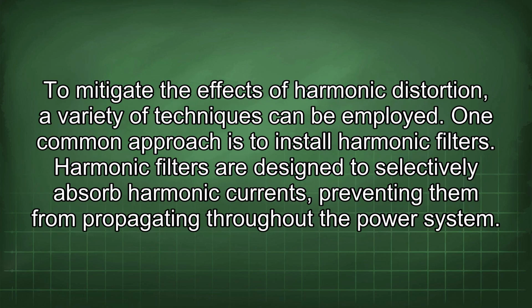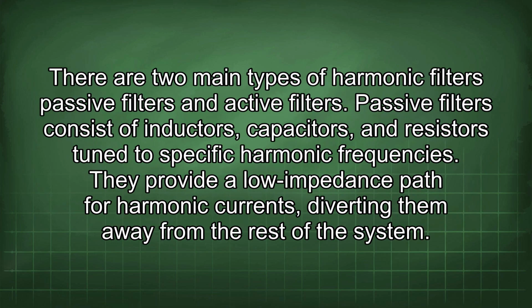To mitigate the effects of harmonic distortion, a variety of techniques can be employed. One common approach is to install harmonic filters. Harmonic filters are designed to selectively absorb harmonic currents, preventing them from propagating throughout the power system. There are two main types of harmonic filters: passive filters and active filters.